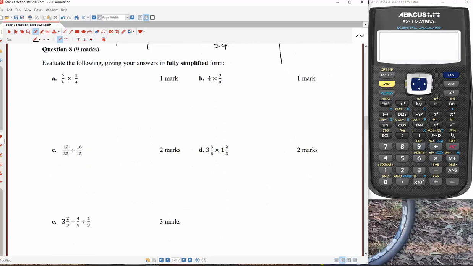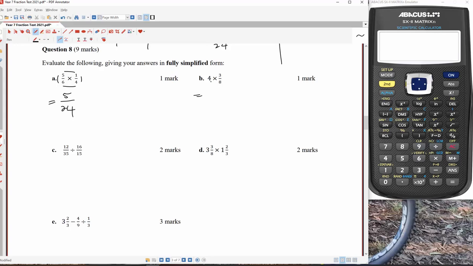Okay, evaluate the following, giving your answers in fully simplified form. So this one here, what we do is we check if we can cancel any of these. So if we can simplify that, or we can find a number that goes in a 5 that also goes in a 4, and a number that goes in a 1 that also goes in 6. Now the only thing I can find there is 1 for both of those, so it means it can't be simplified. So we go ahead and multiply the numerators and multiply the denominators, 5 over 24.